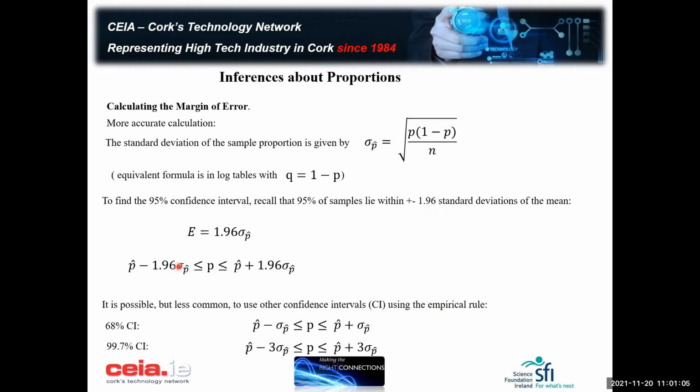Now this is for 95%, this 1.96 standard deviations. You could use other confidence intervals like 68%, where you have 1 standard deviation, or 99.7% confidence interval, where you have 3 standard deviations. But it's nearly universal to use 95% confidence interval as being good enough. If you're 95% sure it lies within this range, that's nearly always what you will use.